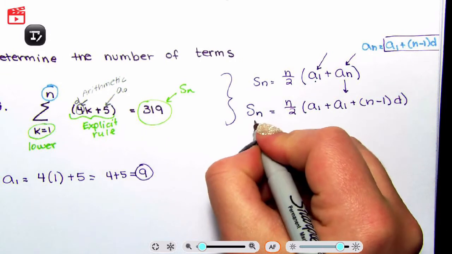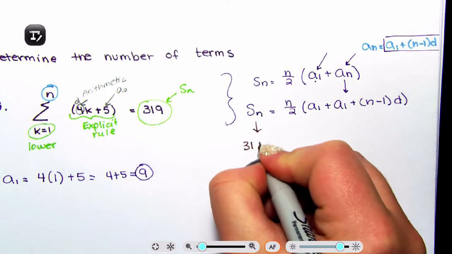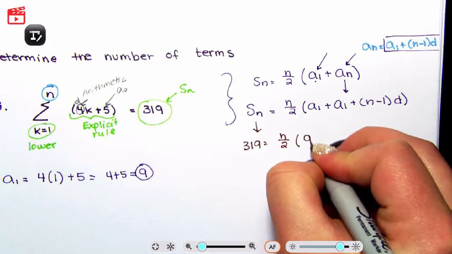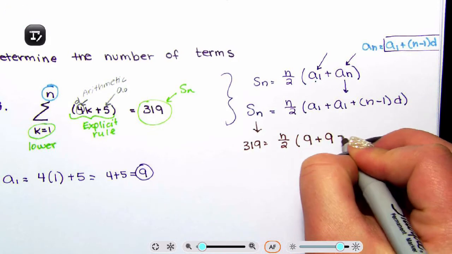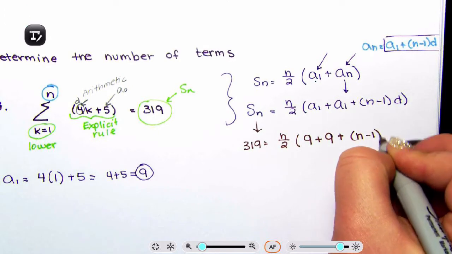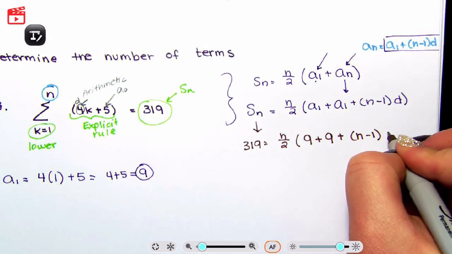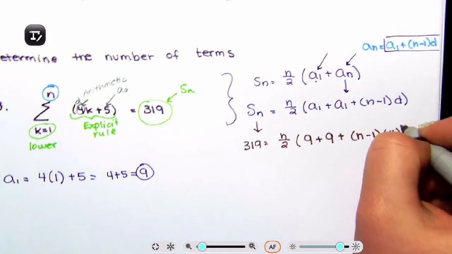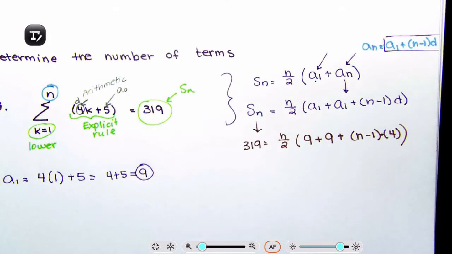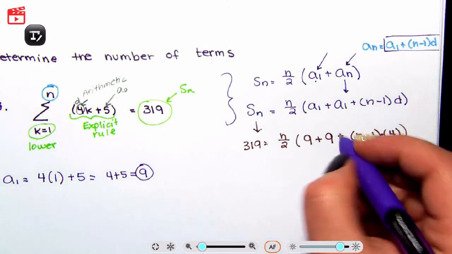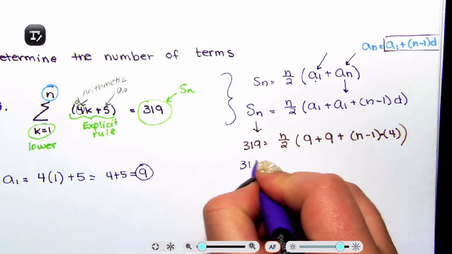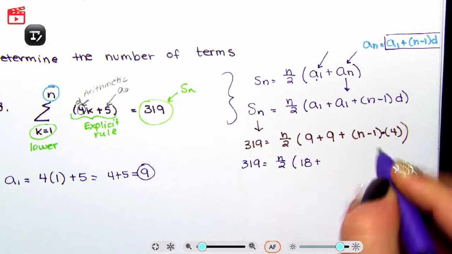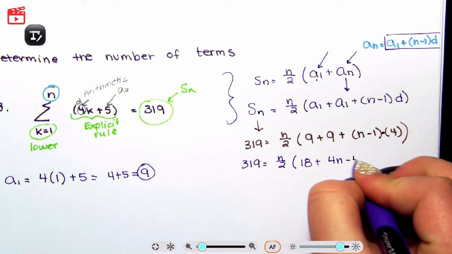and start plugging in. S sub n we said is 319. N divided by 2, we don't know what n is. A sub 1 is 9 plus a sub 1 is 9 plus n minus 1, we don't know what n is, but we do know that our common difference is 4. Make sure that you are multiplying and distributing that common difference. All right, let's go ahead and start simplifying, distributing. So I have 319 is equal to n divided by 2 times 18 plus 4n minus 4.